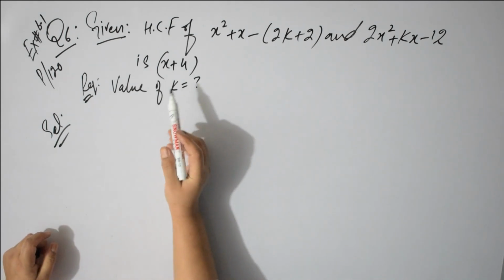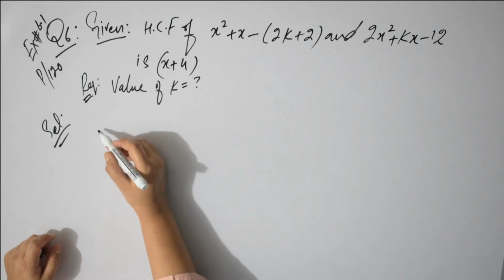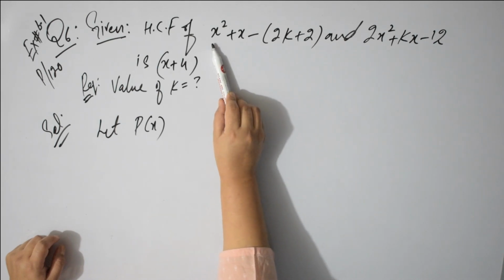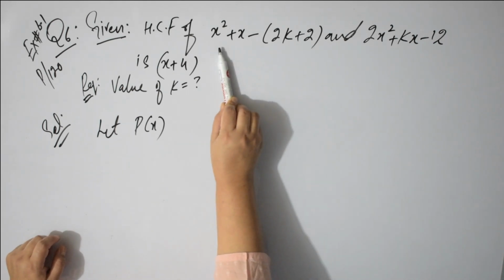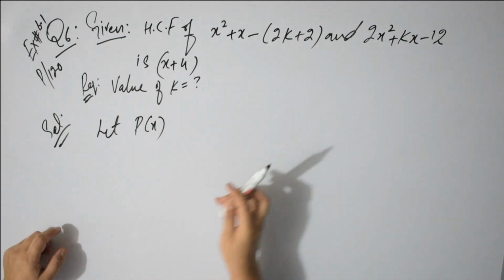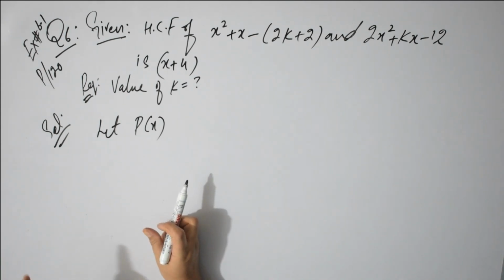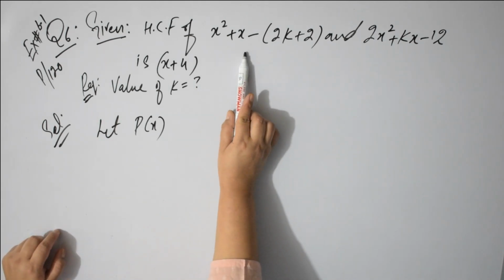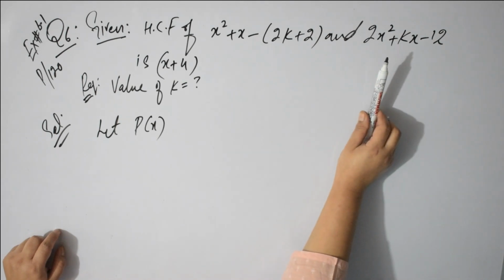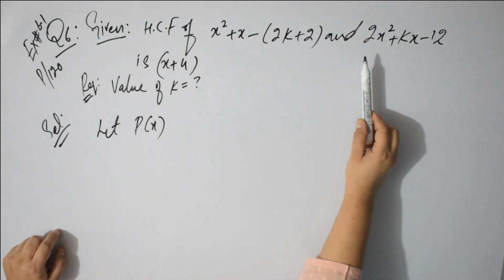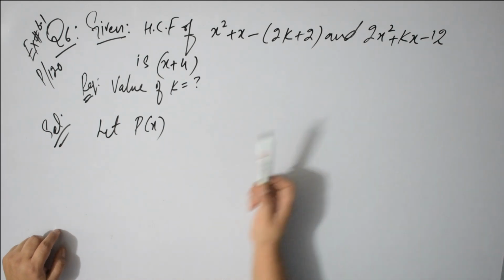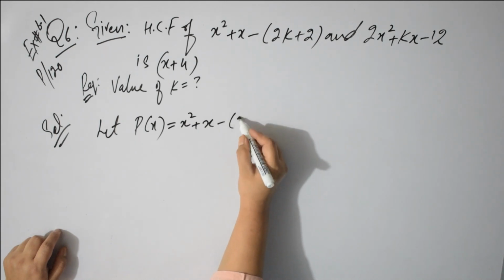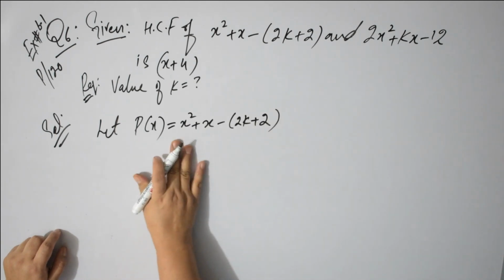In the solution, I will start with let p of x. Students, you can take either algebraic expression as p of x, because it is a common factor of both algebraic expressions. I am taking this one. You students can check the other expression yourselves at home on your rough notebooks. Let's suppose p of x is x square plus x minus 2k plus 2. This is my p of x.